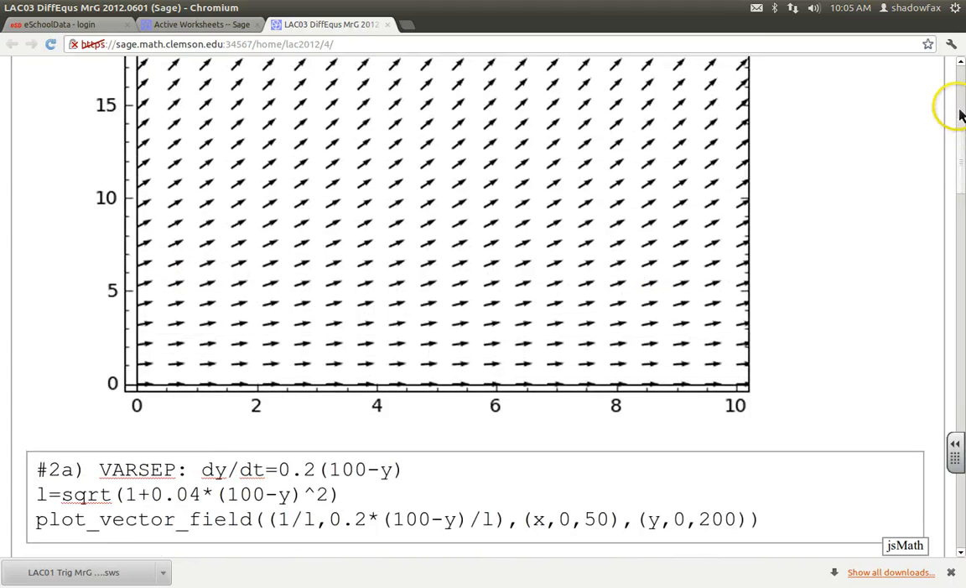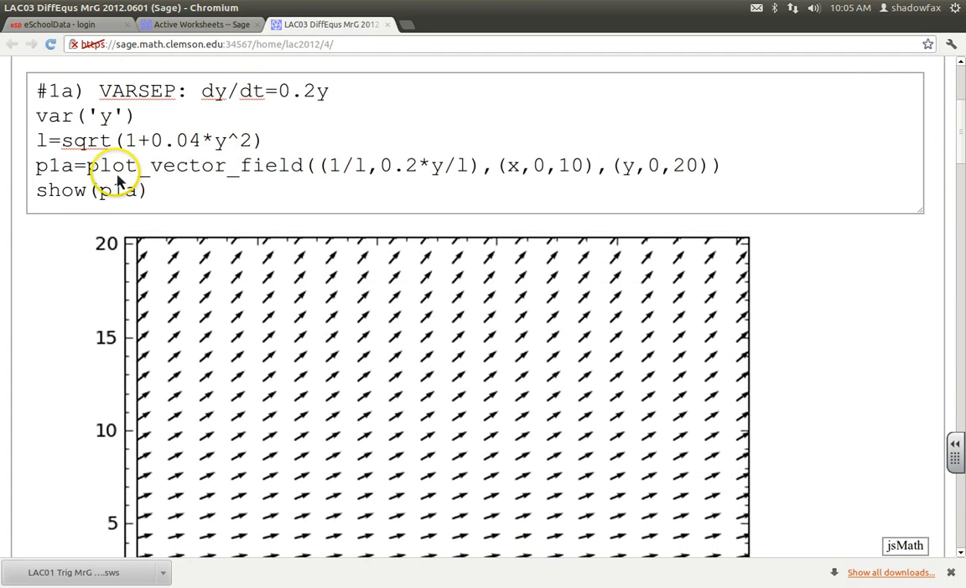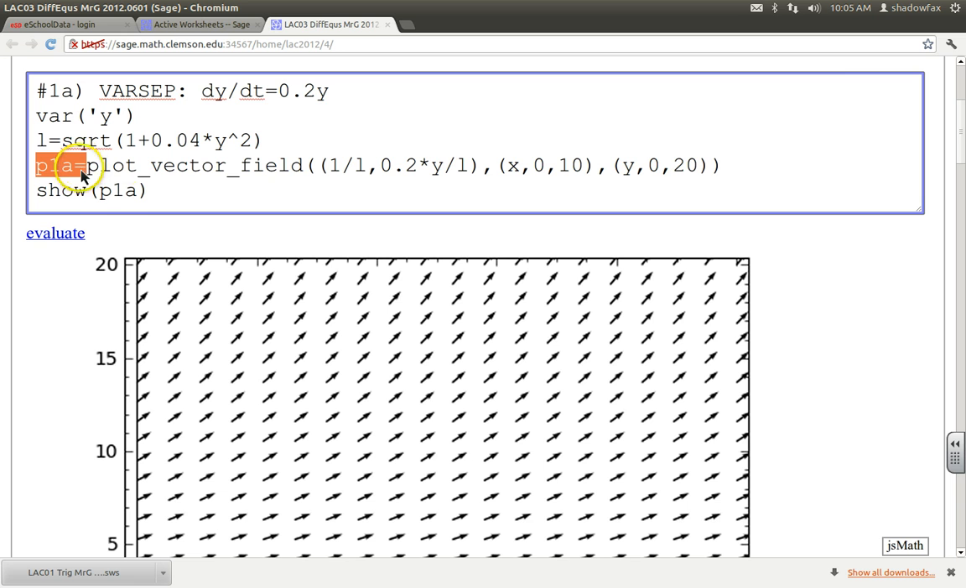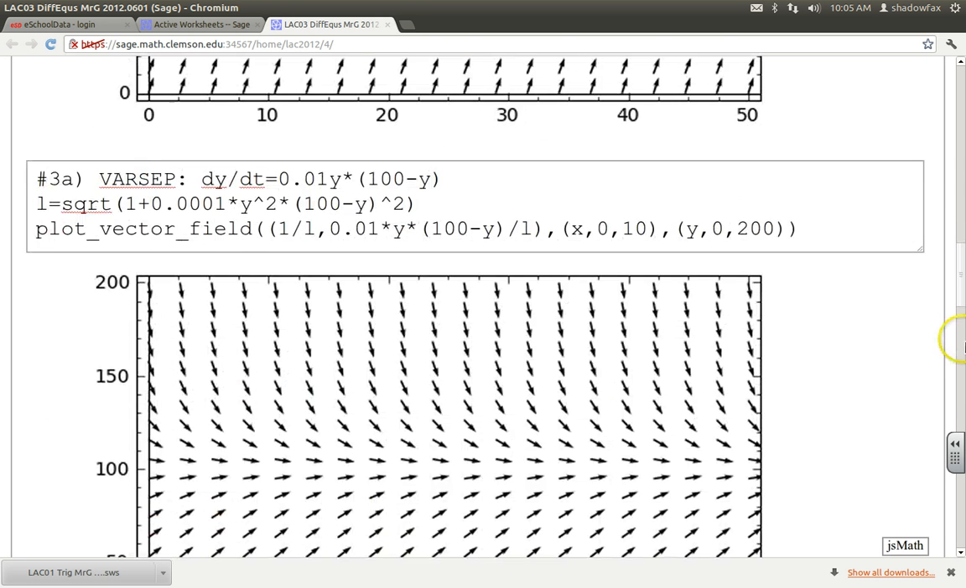All I did in 1A was, instead of this being the last line, I named it P1A equals, so I could show it here and I could show it later. So I have a name for it, so I don't have to redo it. It's nice to see that your exact solution matches your slope field, which is just a graphical numerical estimate. This is still the slope field. I just gave it a name, so I have to show it to see it. That's all that's new. You got that? But now I have P1A available down here too if I want it.